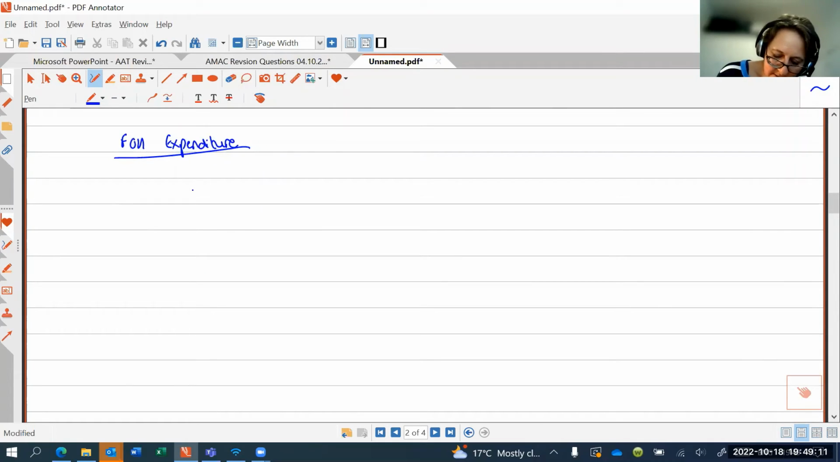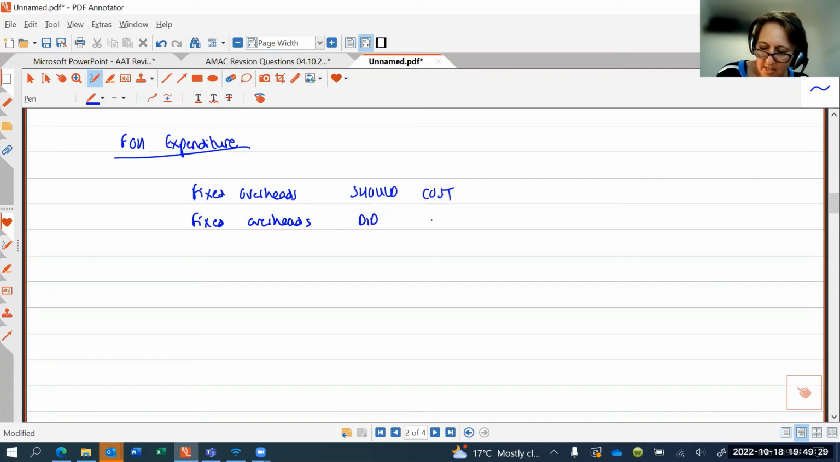And this one is going to say the fixed overheads should cost. Think of fixed overheads as being things like rent. So what was our budget for rent? How much did we think we were going to spend? And then what did we actually spend? So fixed overhead, imagine something like rent. What should we spend? What did we spend? What's the difference? The difference is our variance. So it's another one you learn. But if you can learn it, let's see how nice this part of the question could be.